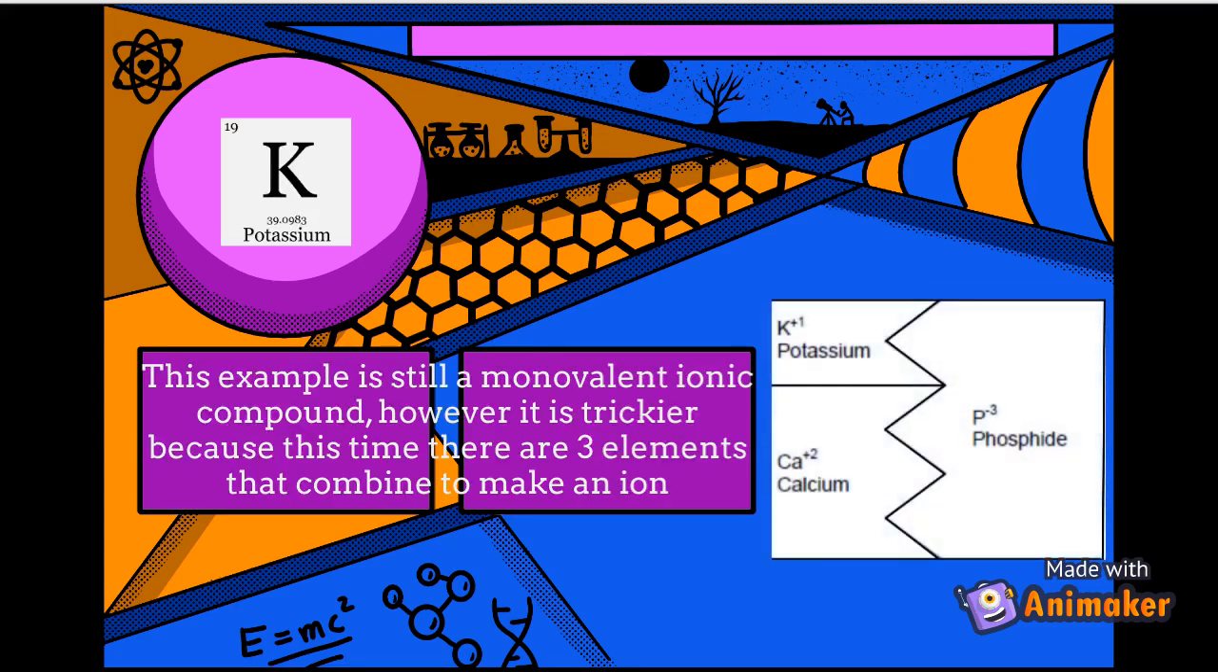If you take the elements phosphorus, potassium, and calcium, it will take 1 calcium and 1 potassium to make the charge equal to 0. The reason being is because calcium has a 2+ charge and potassium only has a +1 charge. So together, they cancel out phosphorus, which has a 3- charge.